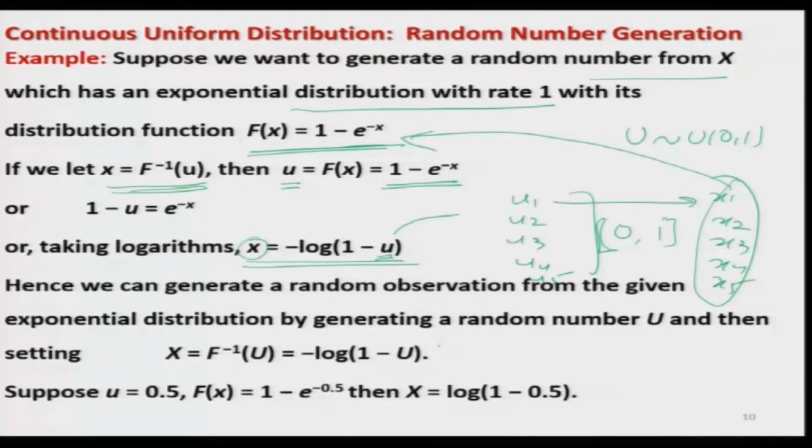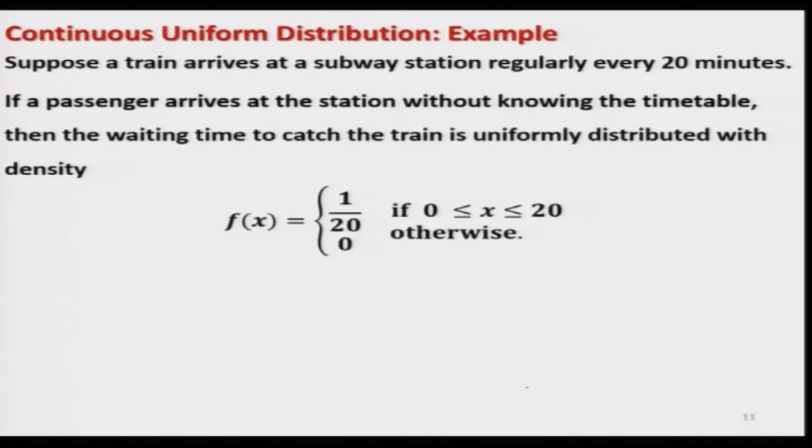So, this is what I am trying to write down here. For example, if you choose u equal to 0.5, then the value of x is going to be minus log of 1 minus 0.5. Whatever the value is, it will be as if it is generated from the exponential distribution with rate 1. So, this is the advantage of this result. I hope I am clear.